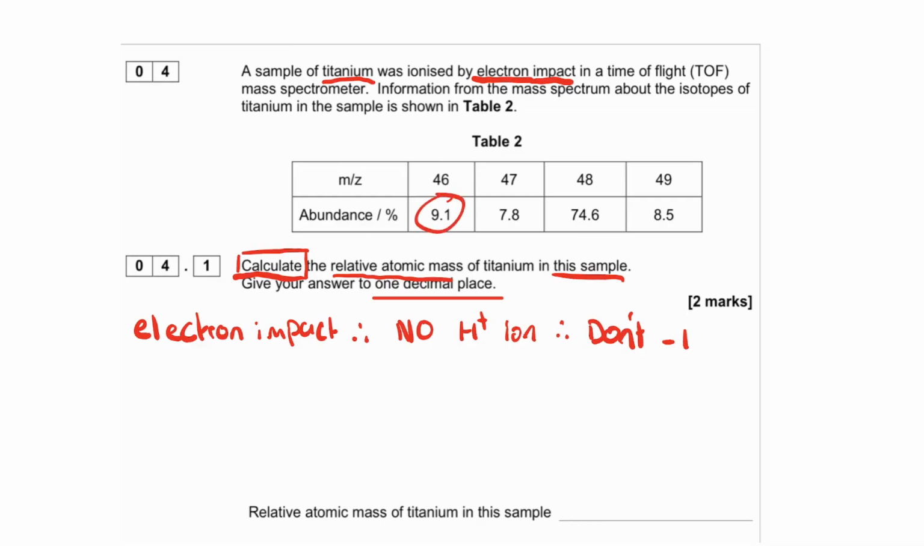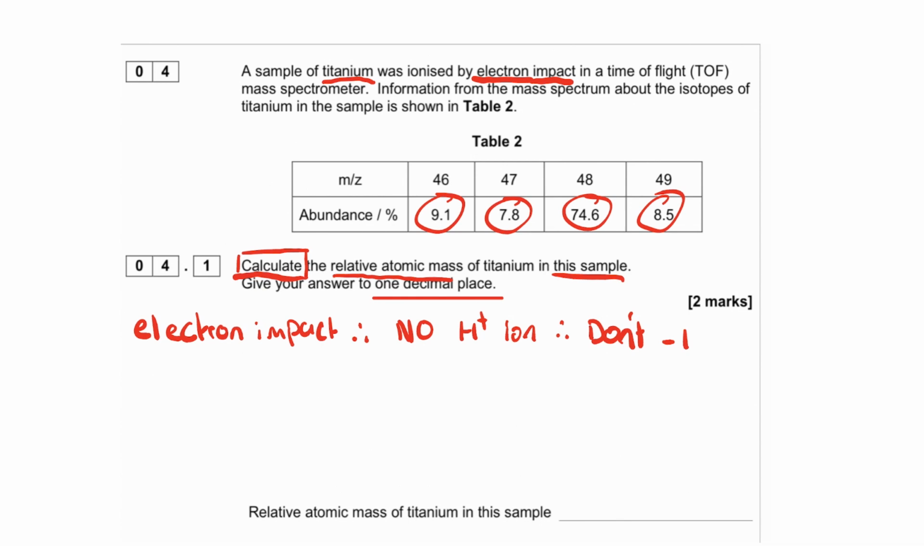You may also have realized though that this time abundance is given as a percentage rather than a relative scale. All that means though, instead of adding up the total abundance as we did on the previous example of chlorine and getting 4, we're going to get 100. So the thing we're going to divide by overall is still the total abundance, but it's just 100 because it's percentage.